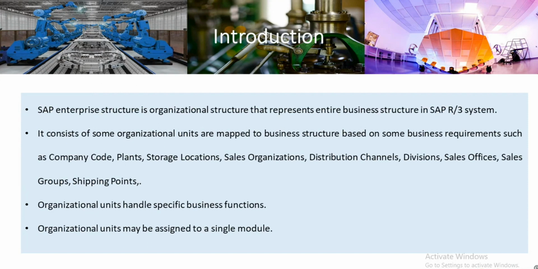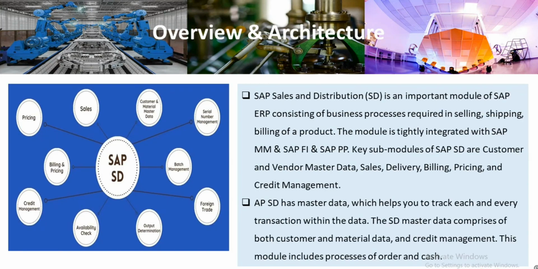SAP enterprise structure is an organization structure that represents the entire business structure in an SAP R3 system. It consists of organization units which map to the business structure, for example, company code, plants, storage location, sales organization, and distribution channel, and so on. From the SD perspective, we are mainly concentrated on sales organization, distribution channel, division, sales office, sales group, and shipping point. Each organizational unit handles specific business functionalities related to enterprise structure and the overview of architecture, which I have already mentioned.